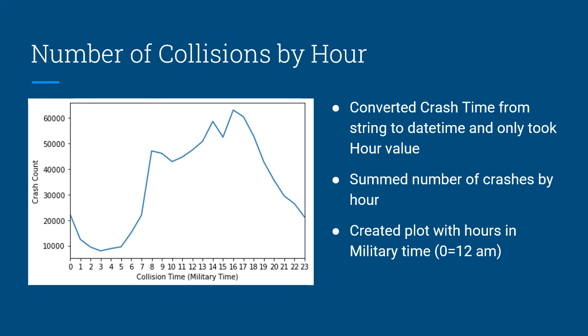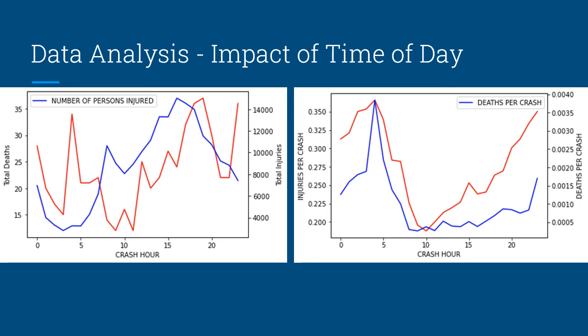Based on the graph, the times with the most crashes were 4 p.m. and 5 p.m., which makes sense due to the afternoon commute. Now that we have seen the distribution of crashes per hour of day, we want to further explore.